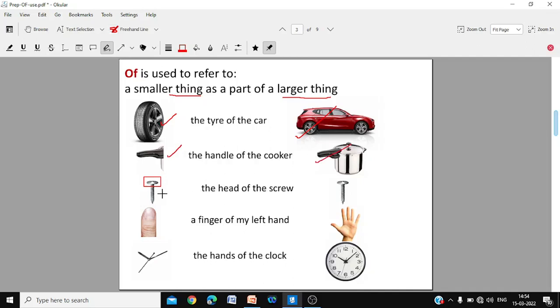The head of the screw. The head is a small part of the entire screw. A finger of my left hand. A finger is a small part of a larger organ, that's your hand. The hands on the clock. The hands are a smaller part of the larger thing, clock. So when a smaller thing is a part of a larger thing, then we can use the preposition of.